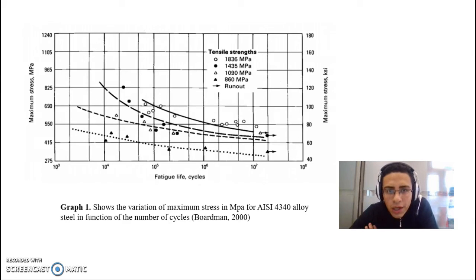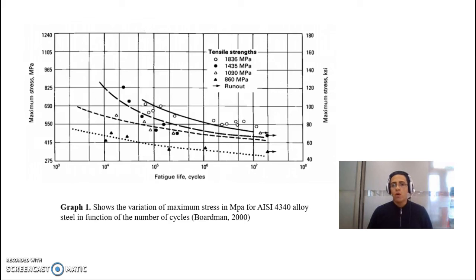This graph shows the variation of maximum stress in megapascals for AC4314 alloy steel as a function of the number of cycles. Also, the graph shows the curve for four different tensile strengths and variations in the composition of the material. As shown in the four curves in the graph, the maximum stress decreases when the number of cycles is increased.